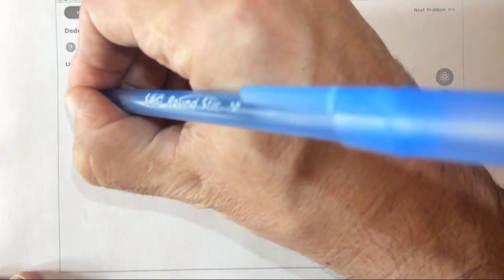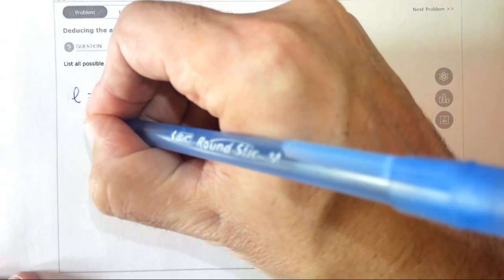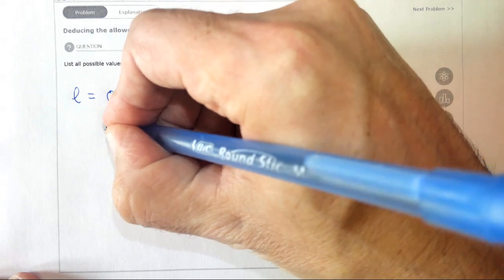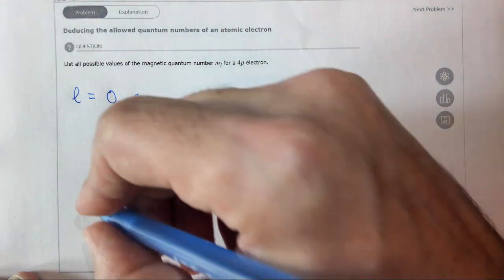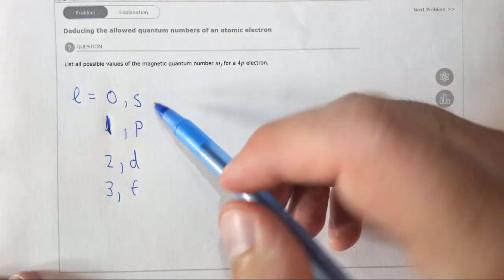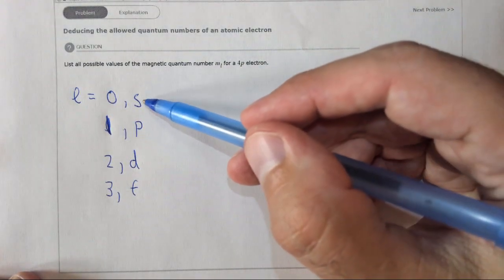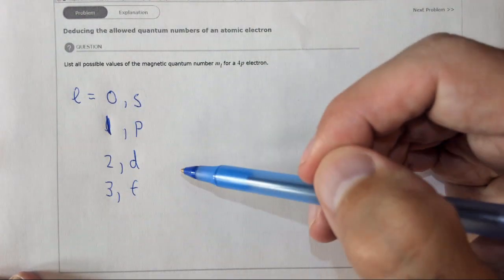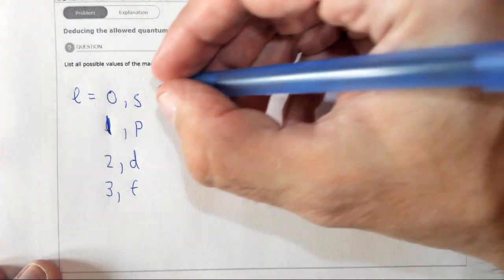But for values of L, the angular momentum quantum number, if L equals 0, we call that an s orbital. If L equals 1, we call that a p orbital. If L equals 2, we call that a d orbital. And if L equals 3, we call that an f orbital. So these are how the angular momentum quantum number, which is a number, relates to the letters that we use for the orbitals. Now, let's look at m sub L.